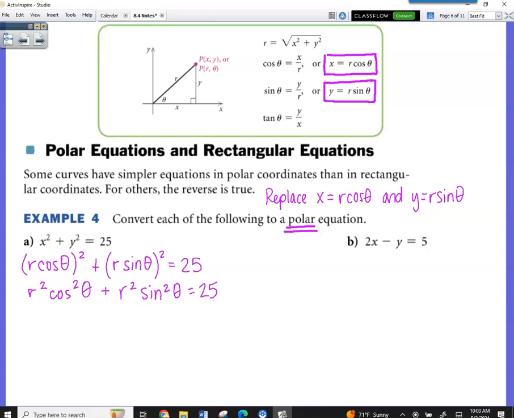Do we have to factor out? What do you notice they both have? R squared. They both have an r squared. We're going to factor an r squared to the front. You're not going to throw them yet. This is not a big deal. Don't throw it yet. We're going to factor an r squared to the front.